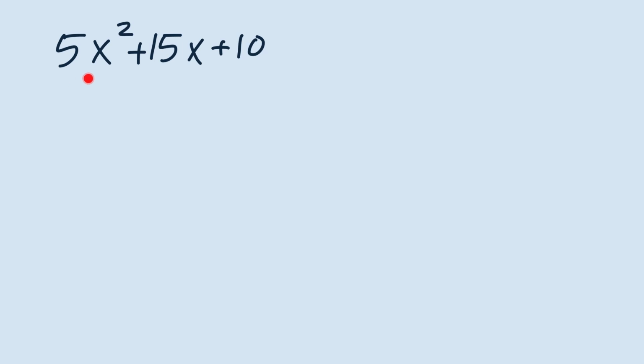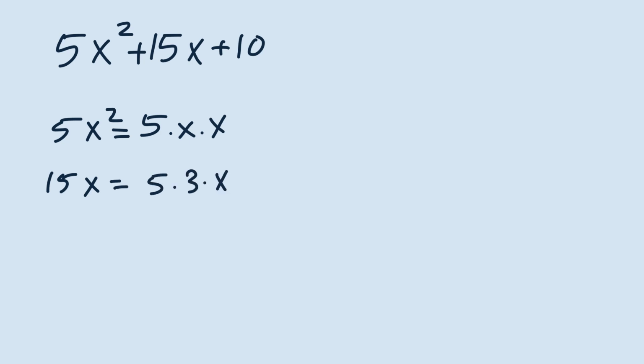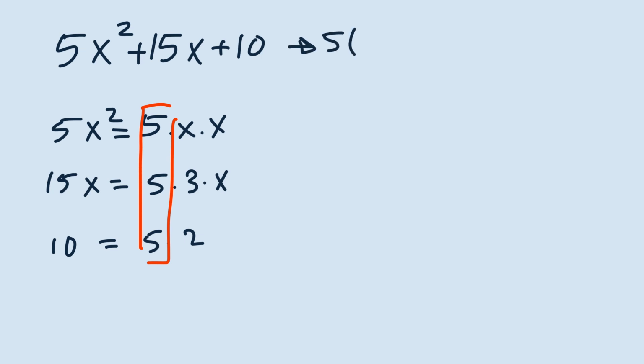What about this question? 5x squared plus 15x plus 10. As we can see here, we have a leading coefficient of 5. So I have to factor out the GCF. Let us do it together. We have 5x squared, which equals 5 times x times x, 15x equals 5 times 3 times x, and 10 equals 5 times 2. So from here we can say 5 is the greatest common factor. So we can rewrite it as 5 multiplied by all the remaining numbers and variables here. So we have x squared plus 3x plus 2.